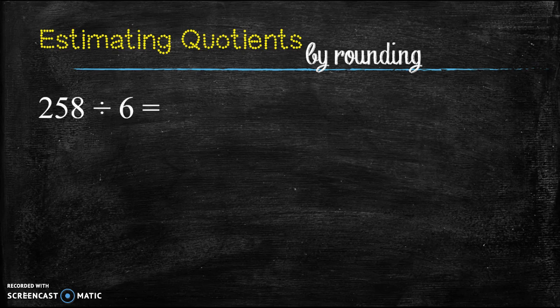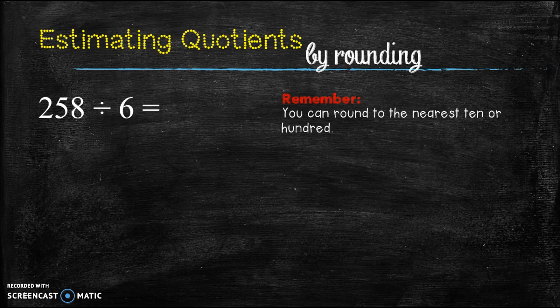So now we're going to go on to estimating quotients by rounding. Here we have a problem, 258 divided by 6. Remember, when you are estimating quotients by rounding, you can round to the nearest 10 or 100. It really doesn't matter. In this case, we're going to round 258 to 300 because we're looking at the 6. If we're thinking about multiples of 6, we know that a multiple of 6 is 30, and that's close to 258. So we're going to make that 300.